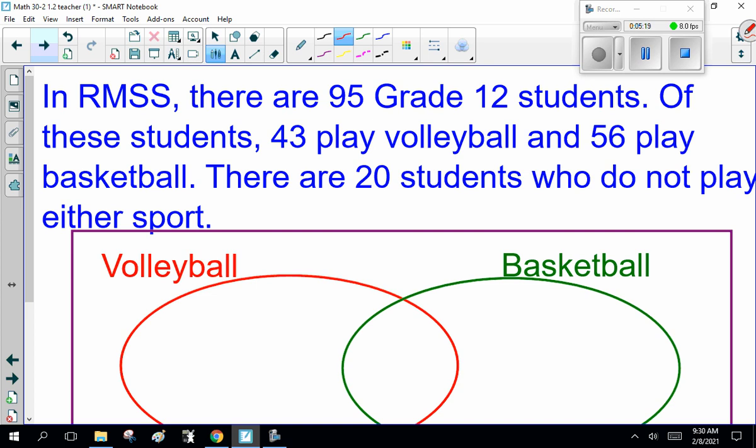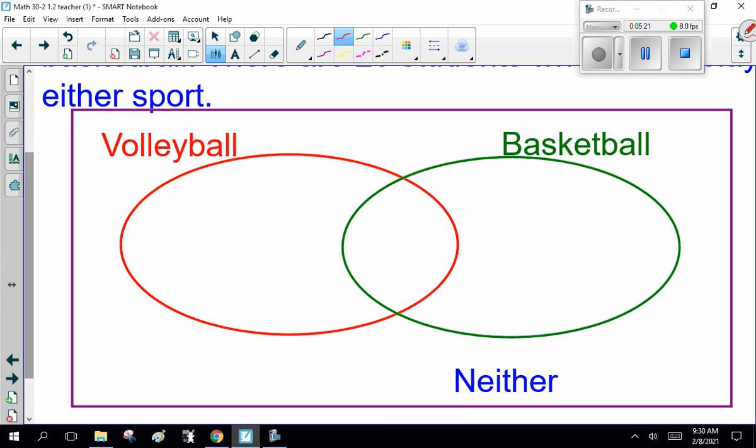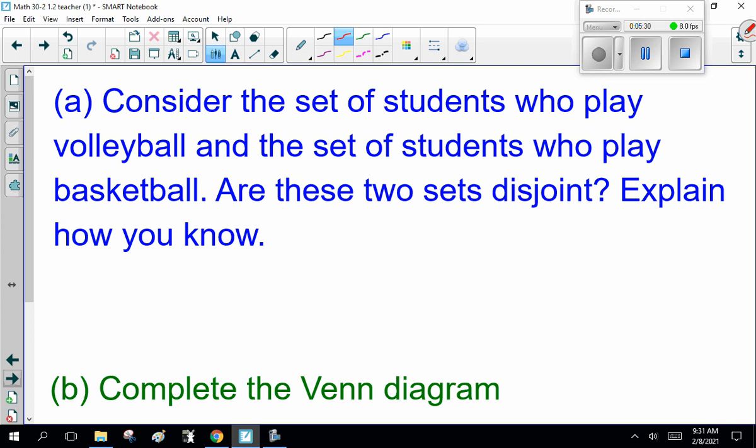So, here's the Venn diagram here. Notice there's no numbers yet. We've got volleyball, basketball, neither. So, questions. Consider the set of students who play volleyball and the set of students who play basketball. Are these two sets disjointed? And explain how you know. Well, offhand, no, because these circles overlap.